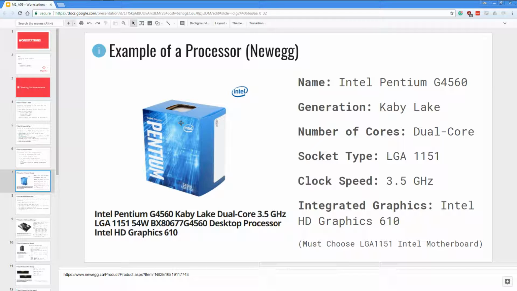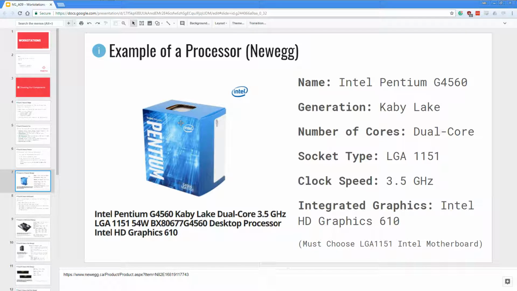So first, it is called the Intel Pentium G4560. It's from the generation of processors from Intel called the Kaby Lake processors, and it is a dual core processor, so it has 2 cores, so 2 instructions per second. And then it has a socket type of LGA1151. It comes from a family of CPUs which are classified as LGA1151. This is important because we need to find a motherboard that supports LGA1151 processors.